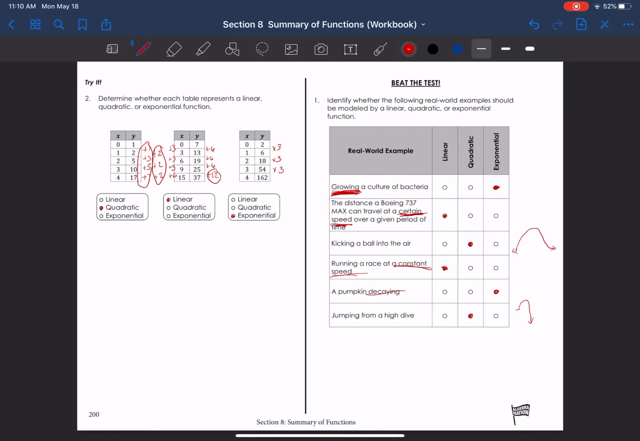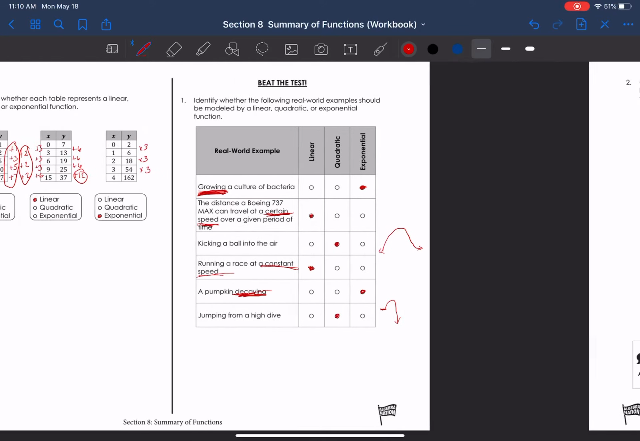The other word that lets you know that it's exponential is decay. Anything that's decaying is going to decay exponentially. And then jumping from a high dive. In this case, you didn't start at ground level. You started higher up on maybe a diving platform. You jumped, so you went up in the air and then came back down. Again, that's a parabola, so that would be modeled by a quadratic.